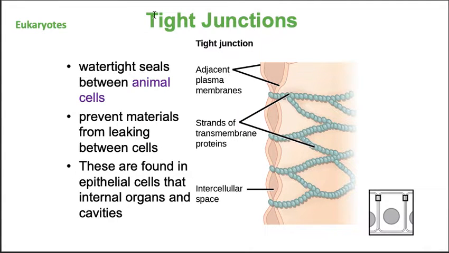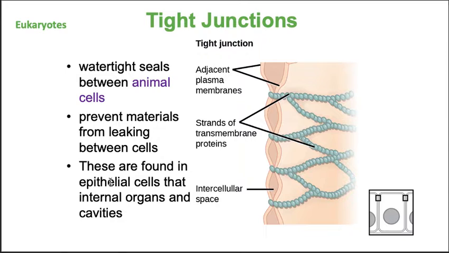Now, animal cells, the tight junctions, these are watertight seals, so they can prevent anything from leaving that type of tissue. This is incredibly important in our digestive system, where we don't want everything that we ingest to just go straight into our bloodstream. We want to select what we allow to go into our bloodstream to keep ourselves safe. So we have tight junctions that line the entire epithelium of our intestines, right?